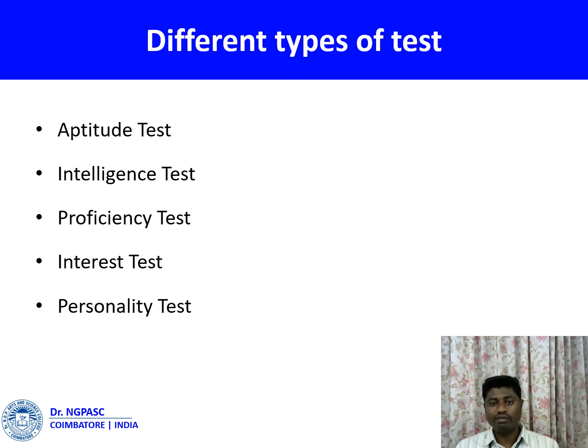Here, some tests are conducted, different types of tests at the time of interview. These are the tests usually conducted. First one is the aptitude test. In order to check the mental ability, they conduct the aptitude test and intelligence test. And the proficiency test is usually conducted to test the skill of an employee. Suppose you want to test the typing skill of the employee, then this proficiency test will be conducted.